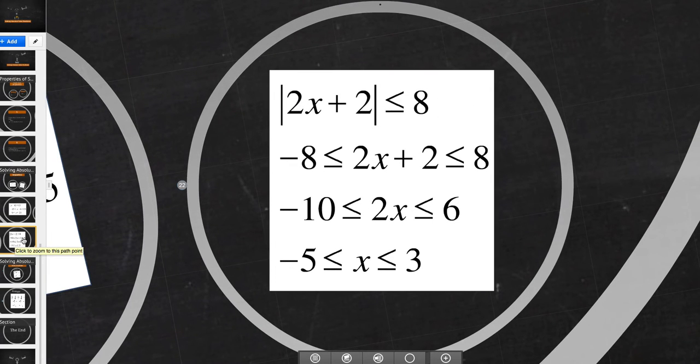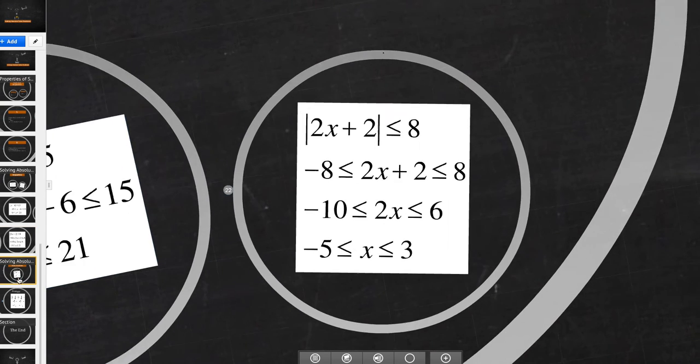Next example is the absolute value of 2x plus 2 is less than or equal to 8. Once you get rid of the absolute value signs, you'll have negative 8 is less than or equal to 2x plus 2 is less than or equal to 8. Then that'll go to negative 10 is less than or equal to 2x is less than or equal to 6. The answer will then be negative 5 is less than or equal to x and less than or equal to 3.